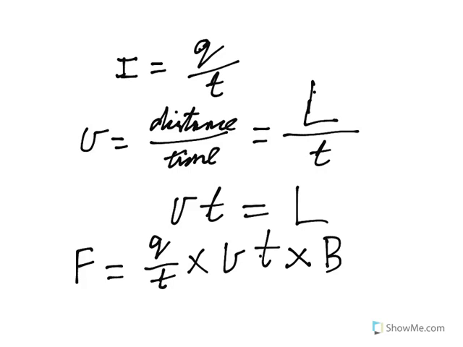Alright, now you'll notice that there's a T here and a T there, and one of them's on the top and one of them's on the bottom, so they cancel each other out. So what we then end up with is that the force equals QVB. So the force is the charge times the velocity times the magnetic field.